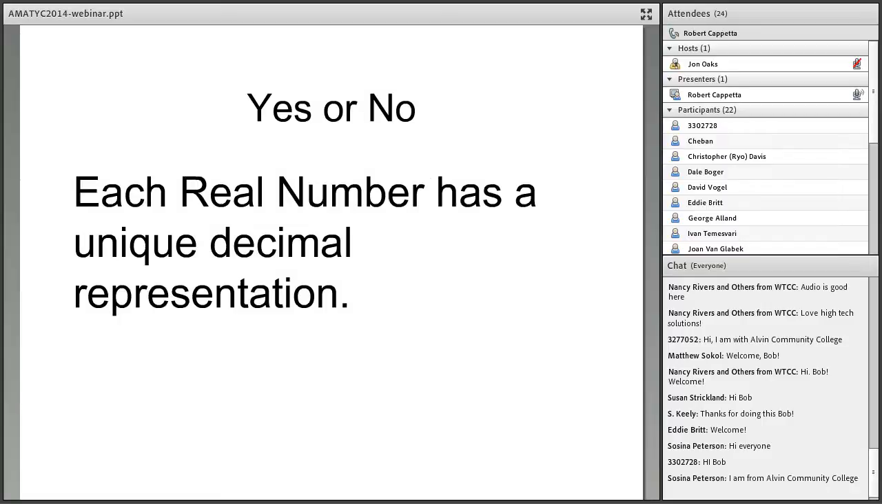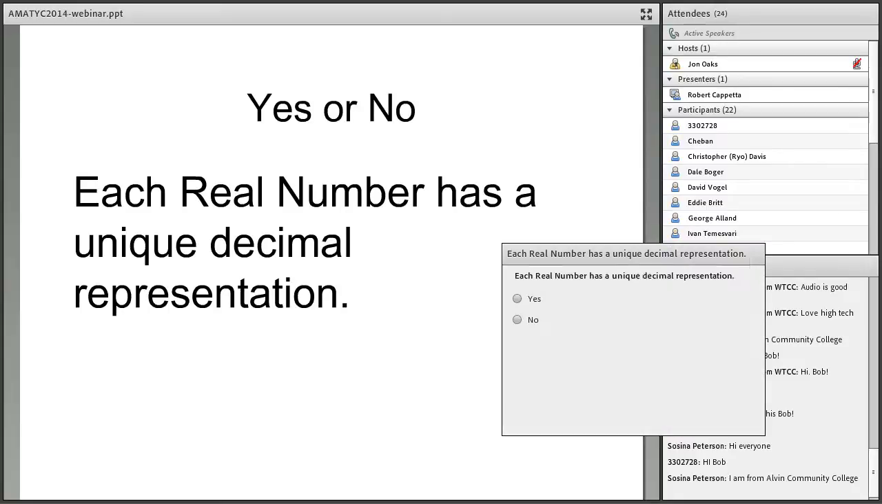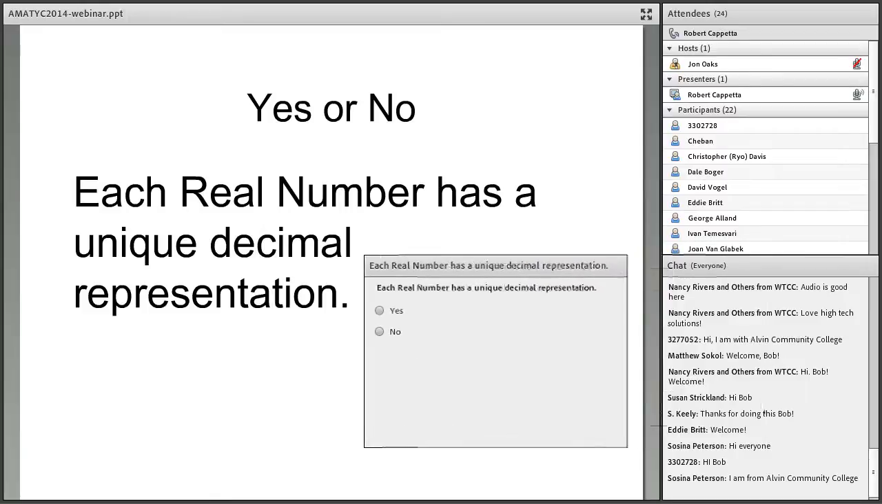So here's our first poll question. Do you agree with the statement or not? Yes or no? Each real number has a unique decimal representation. So I will let you go ahead and vote. We'll let John collect those votes, and we'll see what people have to say. Okay. So I'd say that's pretty good, John. Why don't we go ahead and end the poll now?